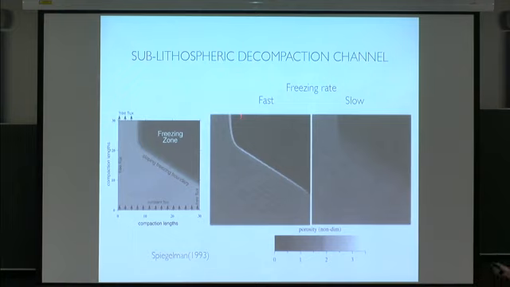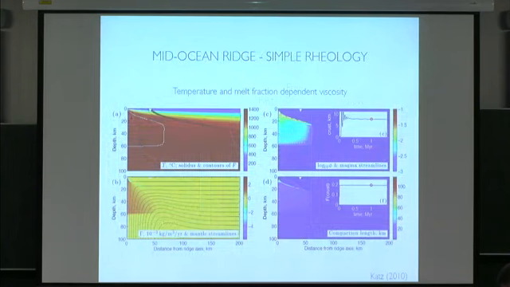If the freezing rate was slow, so that the mantle changed from permeable to impermeable on a length scale that was relatively long compared to the compaction length, then what was noticed was that there isn't a high melt fraction channel, and enrichment results, which shows us the two end member states of this.